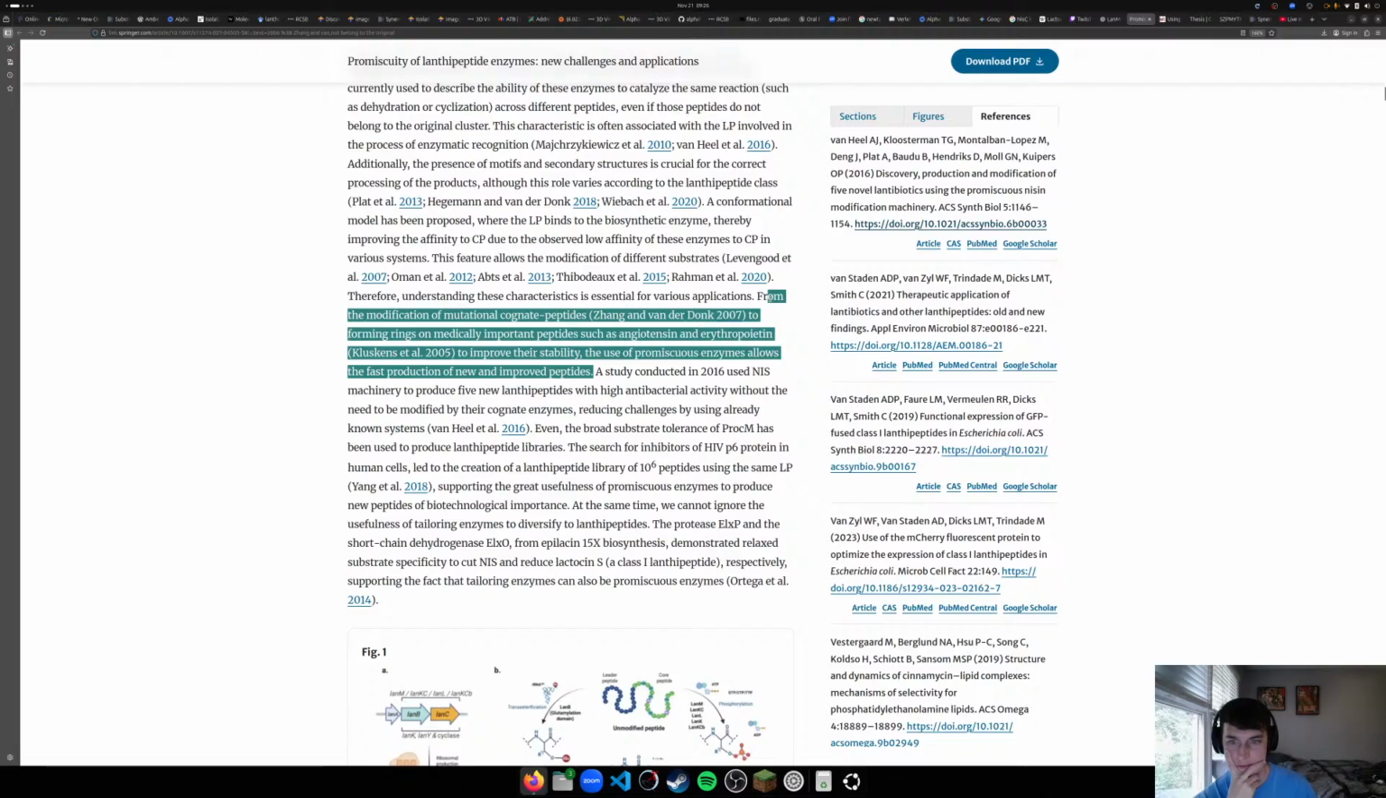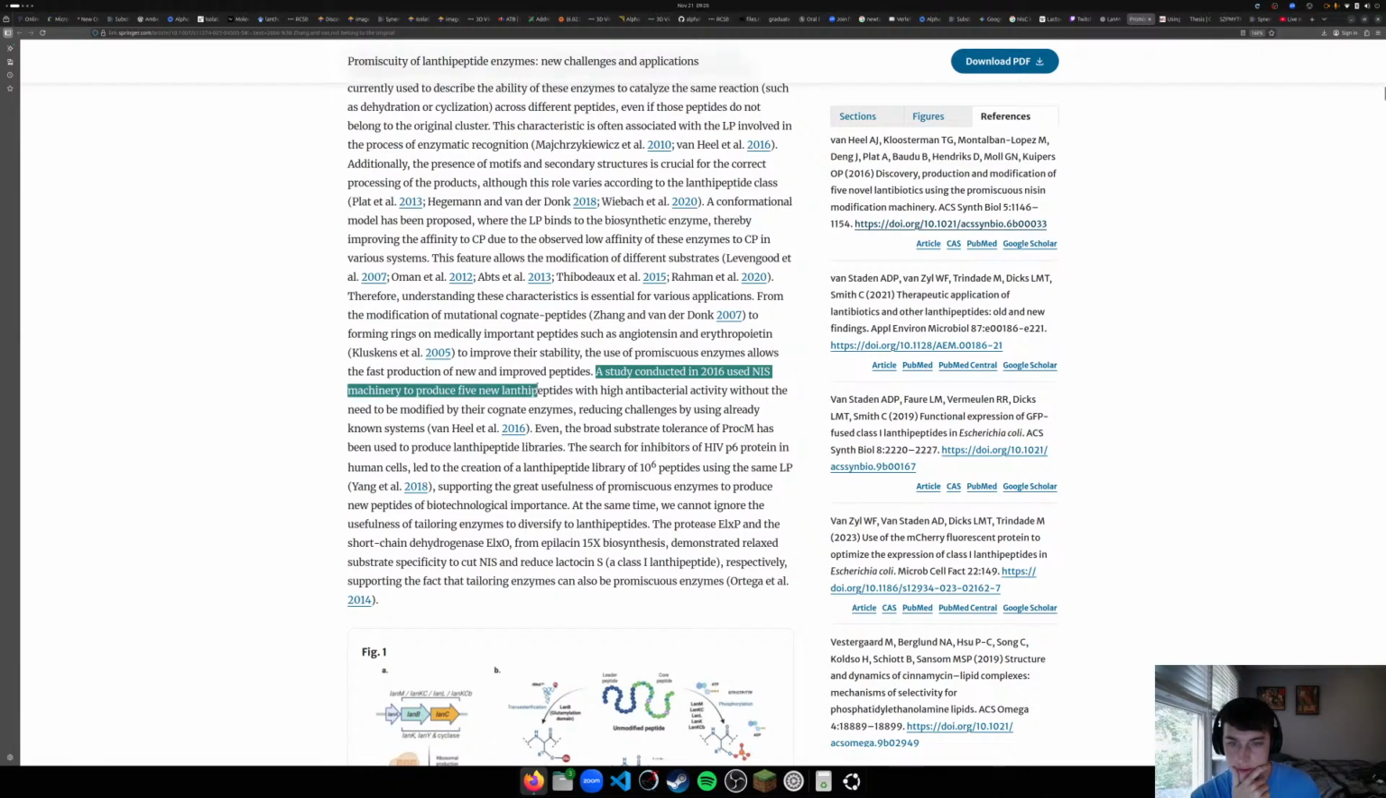Therefore, from the modification of cognate... I think it was this. A study conducted in 2016 produced 5 new lengthy peptides with high antibacterial activity without need to modify cognate enzymes.